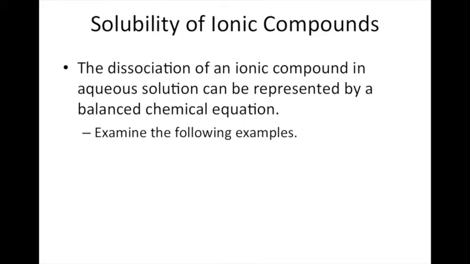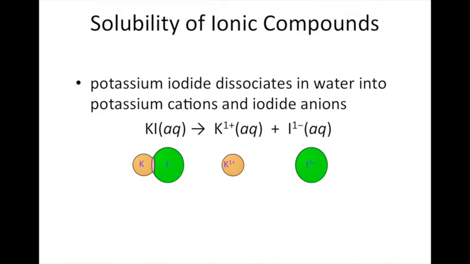So when we're examining the dissociation of ionic compounds in aqueous solution, we like to represent that using a balanced chemical equation. Let me show you some examples of those to illustrate what I'm talking about. Let's say we wanted to look at the dissociation of potassium iodide in water. This is a soluble compound, and so when you put potassium iodide in water, it dissociates or yields potassium ions and iodide ions. So 1 mole of potassium iodide will dissociate to give you 1 mole of potassium ions and 1 mole of iodide ions.